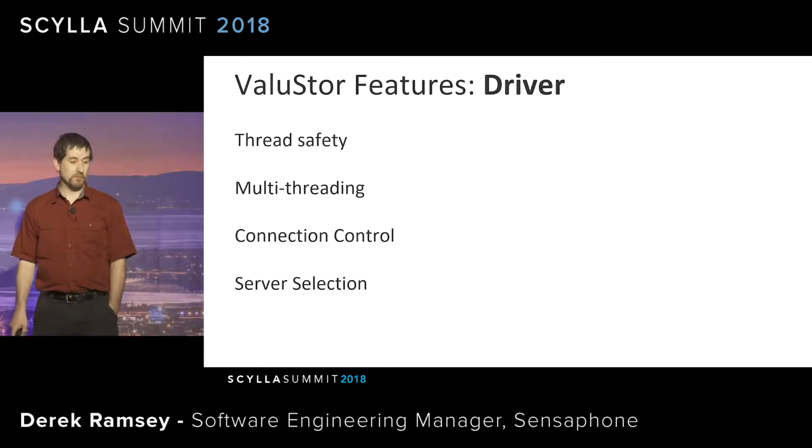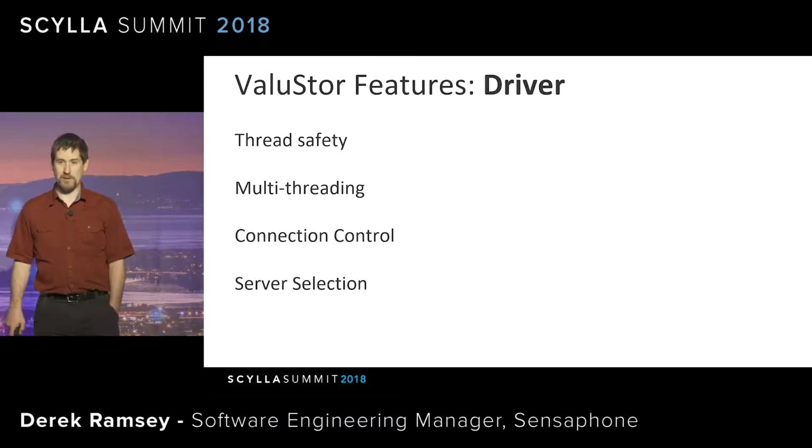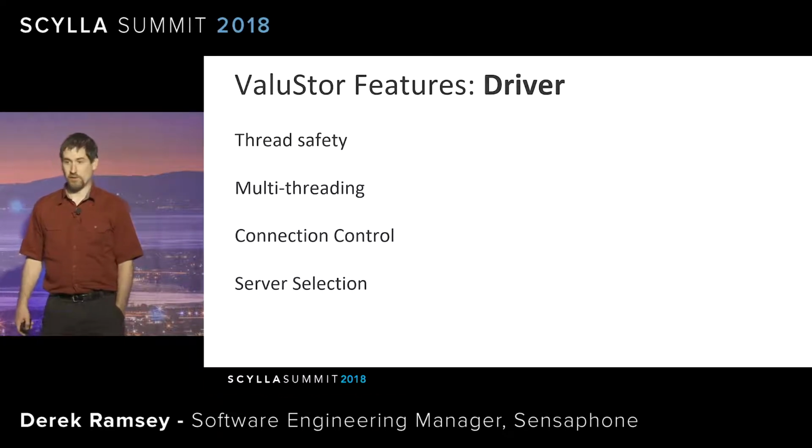As mentioned, one of the pieces is the driver. The Cassandra driver has full thread safety and multi-threading. Practically speaking, that means you can throw requests at it and it will automatically scale to use more CPU resources as required, and you don't have to do any special locking, unlike Memcached, where the C driver is not thread safe. The driver also provides connection control, so if one Scylla node goes down, it will automatically move over to another Scylla node in your cluster, and it's also aware of the data centers that you have, so it'll choose your data centers intelligently as well.